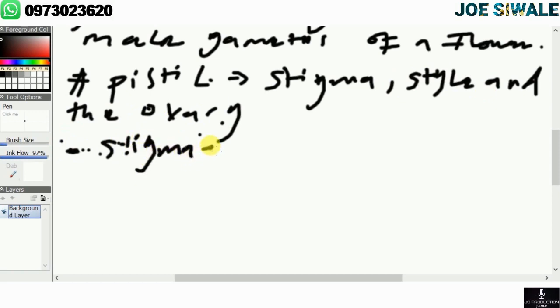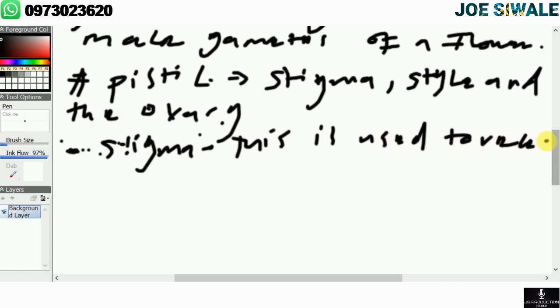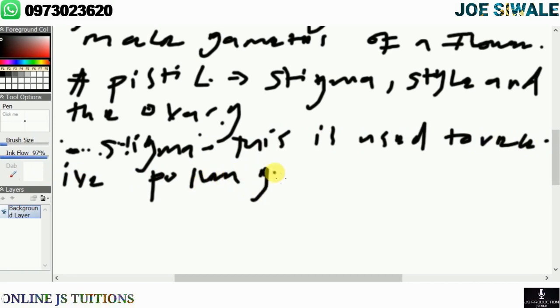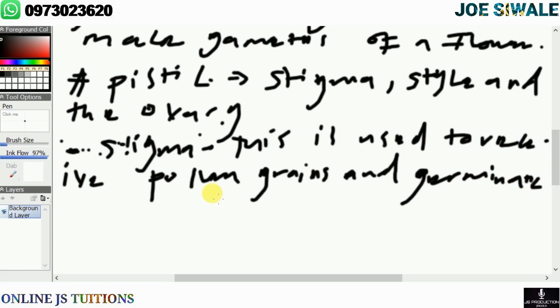So the function of the stigma is to receive the pollen grains and induce them so that they can germinate. So this is used to receive pollen grains and germinate them.